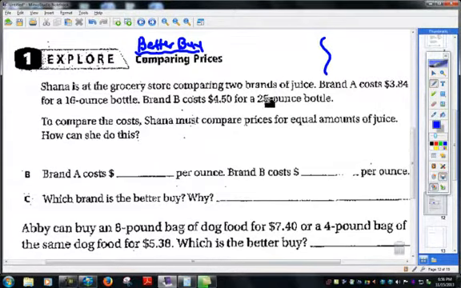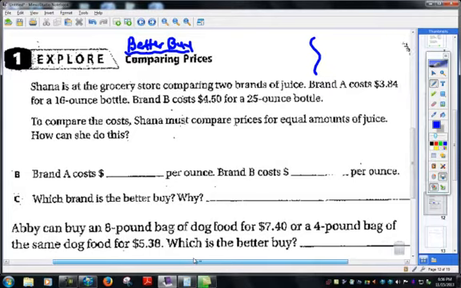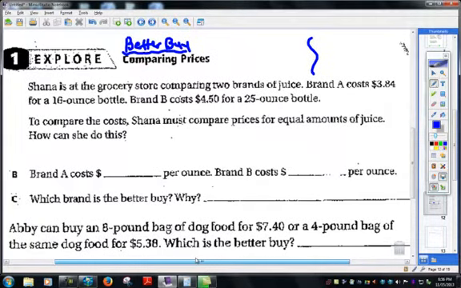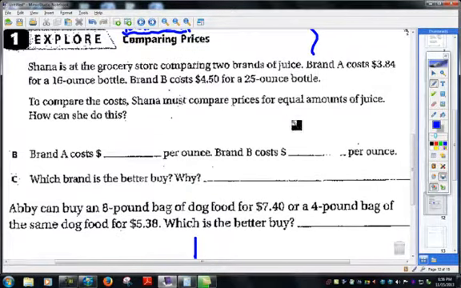Shanna is at the grocery store comparing two brands of juice. Brand A costs $3.84 for a 16-ounce bottle. Brand B costs $4.50 for a 25-ounce bottle. To compare the costs, Shanna must compare prices for equal amounts of juice. How can she do this?